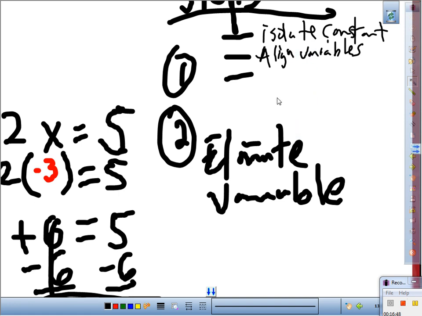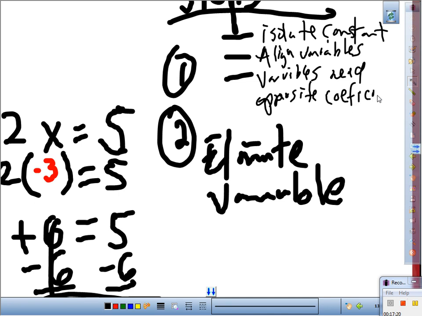Okay. What else needs to be true in order for us to go to eliminate? Variables need opposite coefficients. So if one coefficient is -2, the other one has to be what? +2. If one coefficient is 1, the other has to be what? -1, and so on and so forth. So that's 3 within the first part, right?